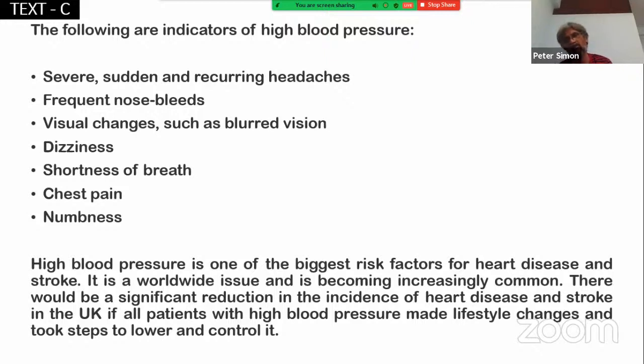So try to understand what he is telling you. How do you recognize that a person has high blood pressure? These are the 7 things he has given you. The following are indicators of high blood pressure. That means identification of high blood pressure. If you want to know that somebody has high blood pressure, you should go through all these 7 things. If all 7 are there, that means 100% blood pressure.